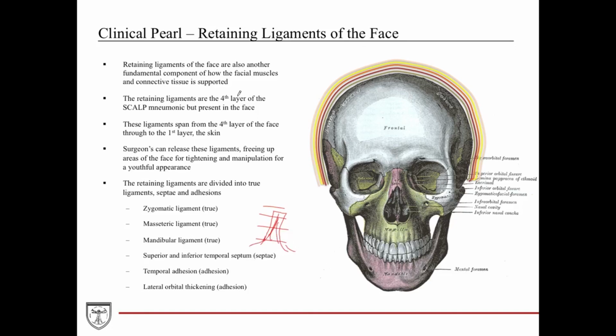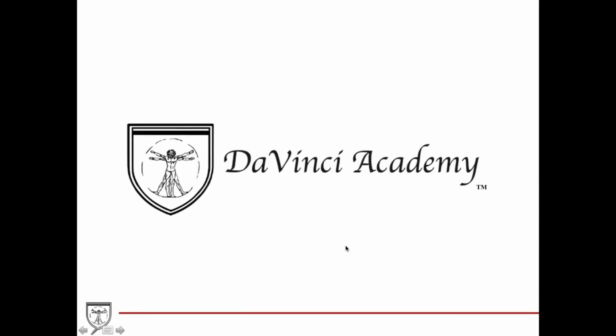You can actually release these ligaments and help free up the face to have greater traction, especially doing something like a facelift. There are considered to be 3 true retaining ligaments: your zygomatic, your masseteric, and then your mandibular. And these are all in a straight line, which is really unique in how they're clinically related. So you have all these in a straight line.